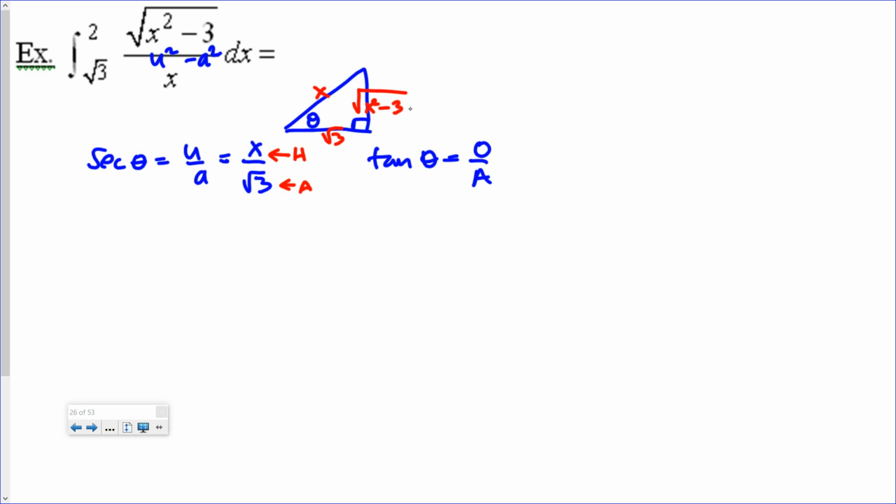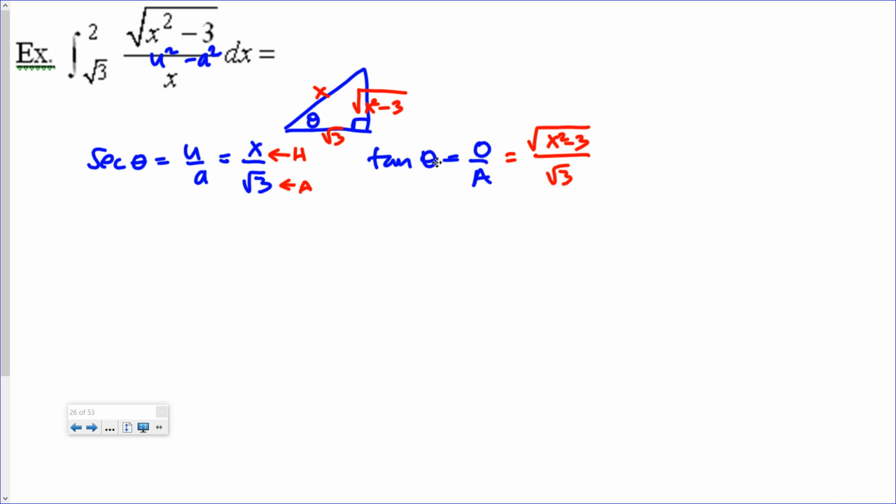And a lot of times this part here looks like this part here. Not exactly. In this case it is exactly, but not always exactly. And so what I do is I use this triangle to find my tangent theta. So tangent theta, remember, is opposite over adjacent. So opposite of this angle is the square root of x squared minus 3, and adjacent is actually square root of 3.